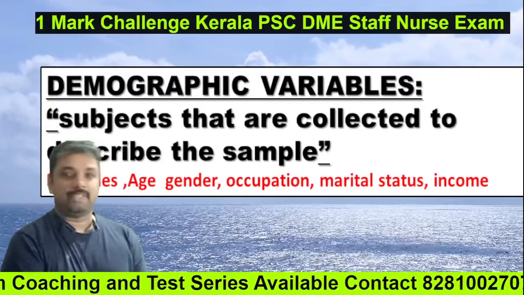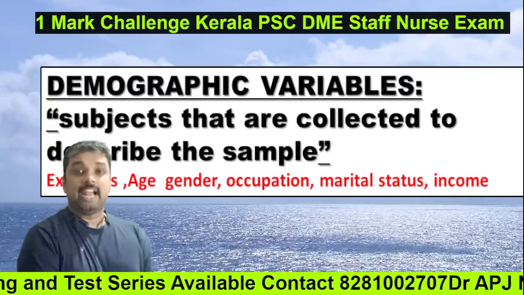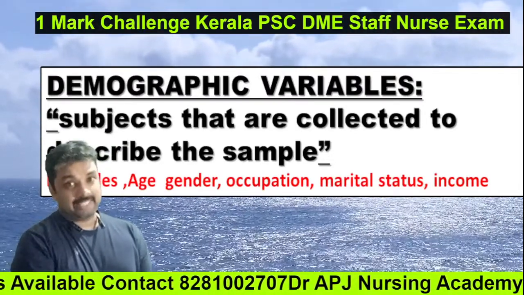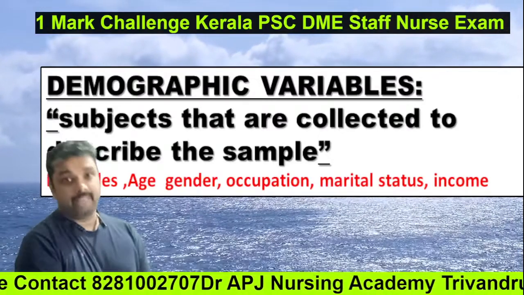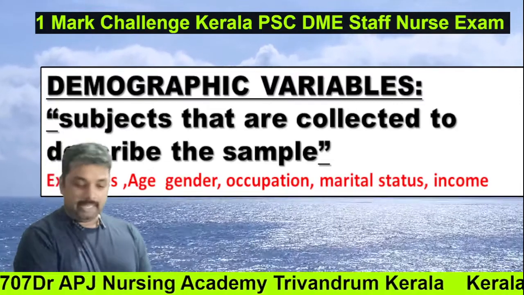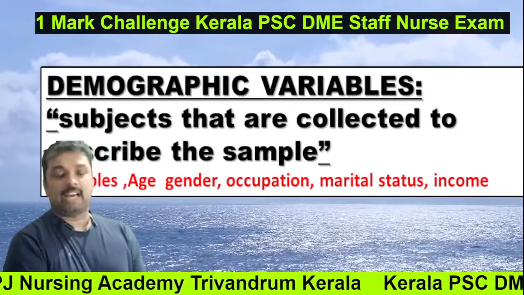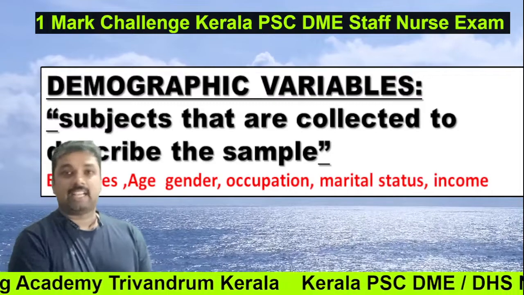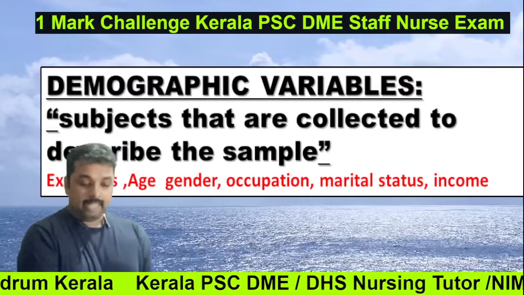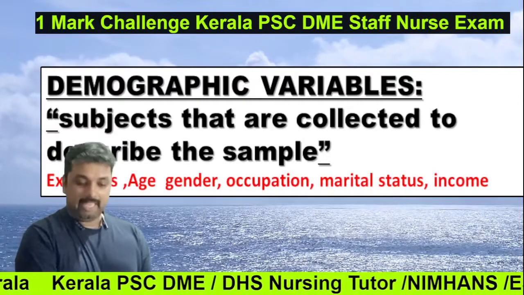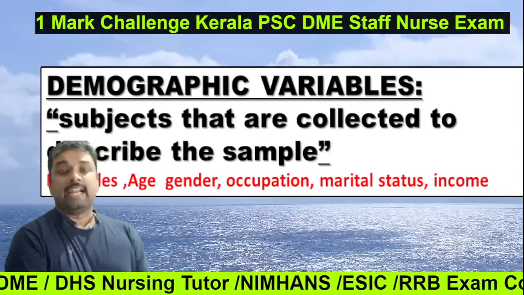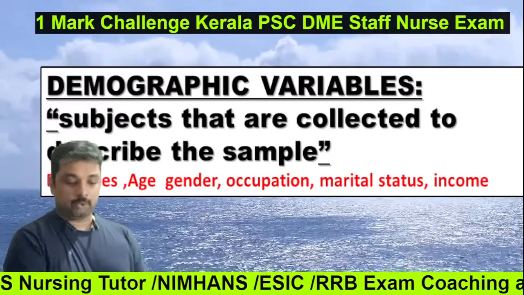Next, demographic variables. Another type of classification is demographic variables. Demographic variables are the subject variables collected to describe the sample. For example, gender, age, occupation, marital status and income are demographic variables.